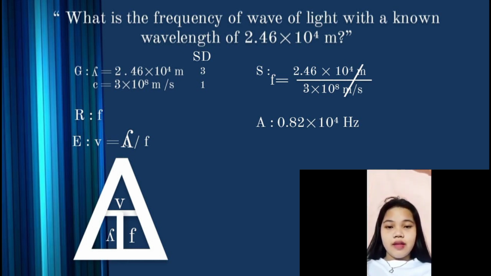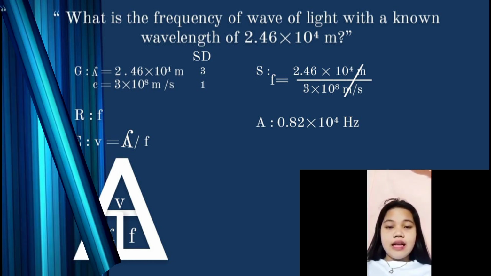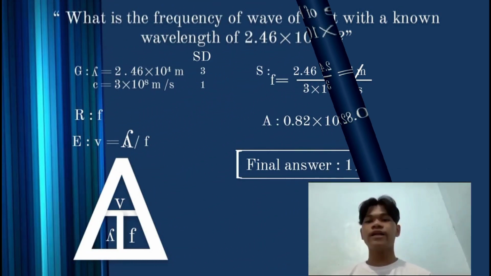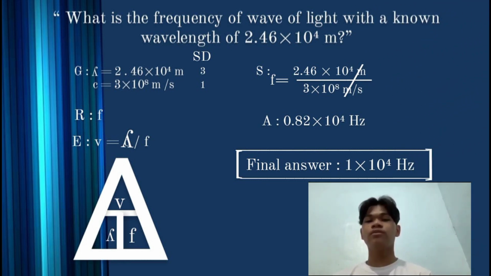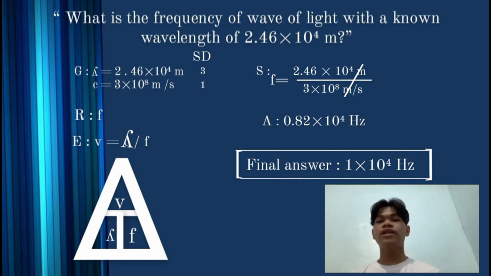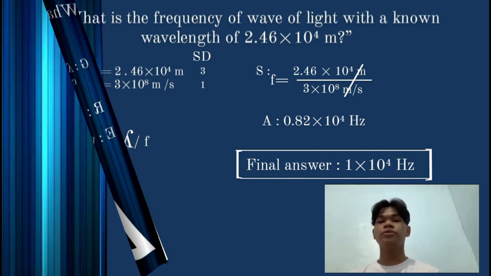Going back to the given, the significant digits in the wavelength is 3, while the speed of light is only 1. For the two of them, we need to use the least significant digit for our final answer, which is 1 times 10 to the power of 4 hertz. Now that we have our final answer, let's move on to our next problem.